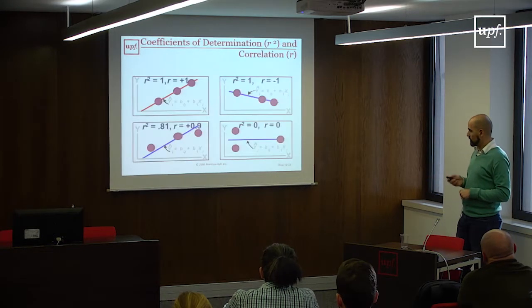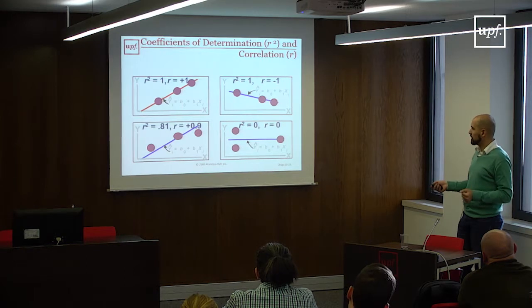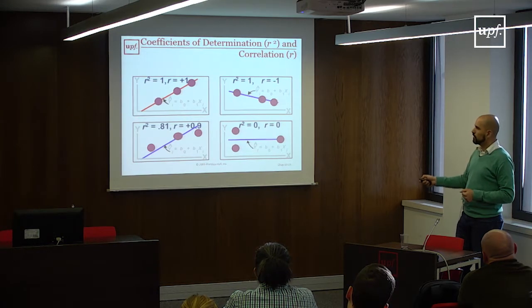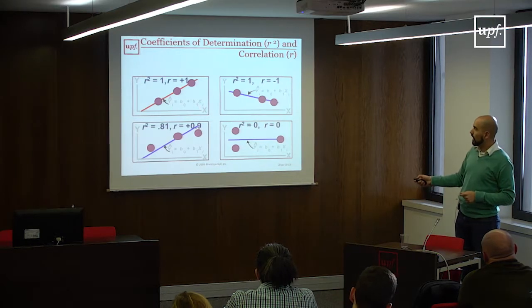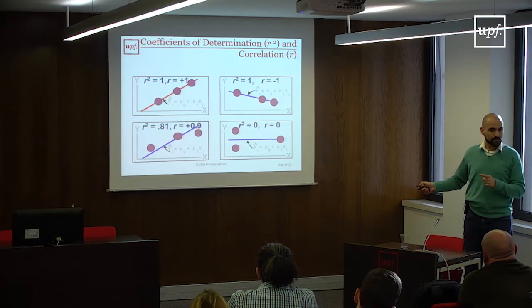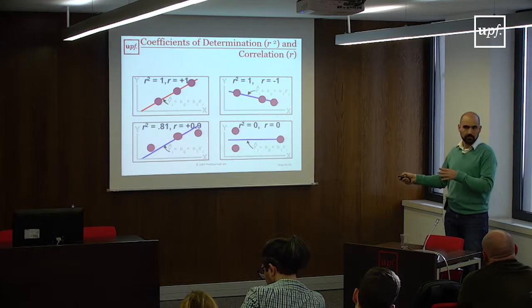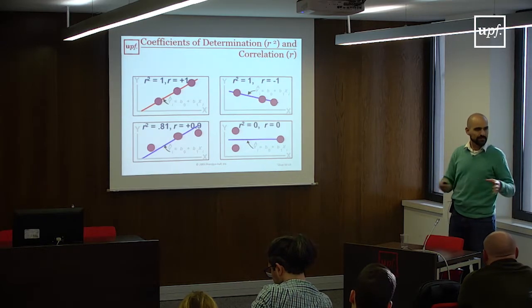Well, this is what we have said. And here we have some example. No? 3 points perfectly in line, R square 1. R plus 1. R, which is simple, the root mean square of R square.